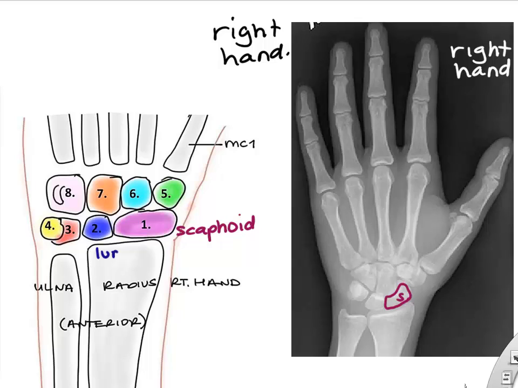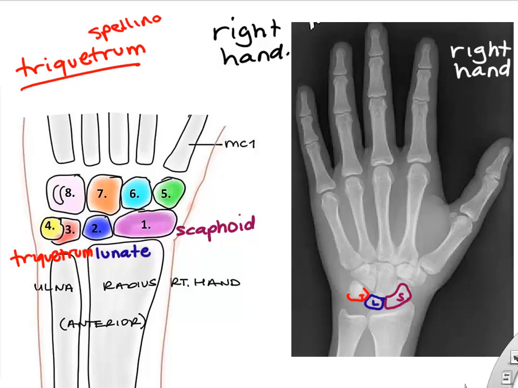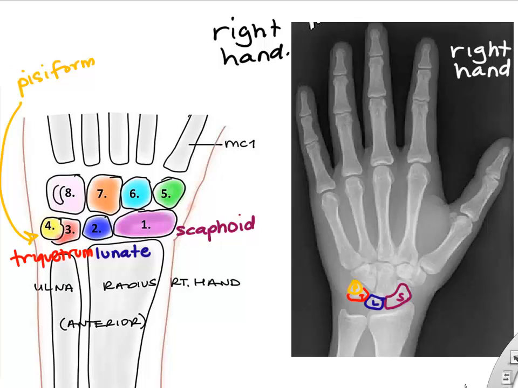Okay, now we're going to go through the carpals. The first one is called the scaphoid. Next is the lunate. Then triquetrum. I always have trouble spelling that. Triquetrum, or if you want to spell it, triquetrum. Next is the little pea called the pisiform. Looks like a little ball or a little pea.